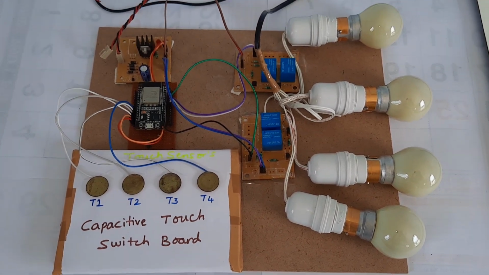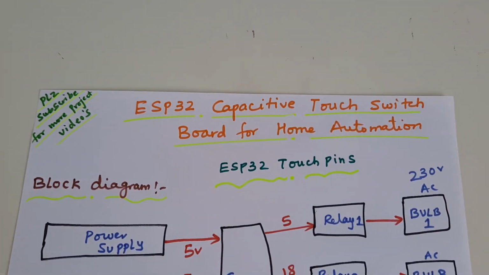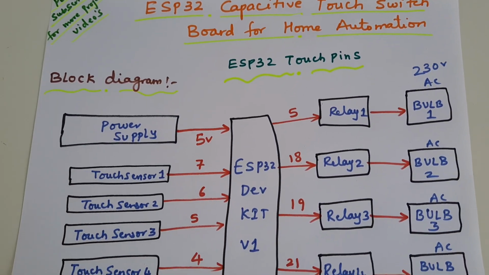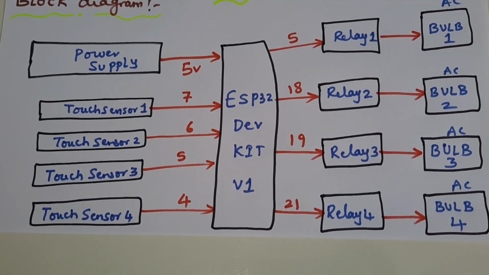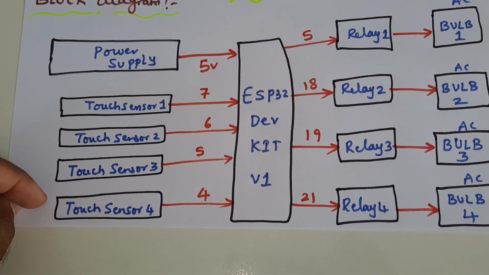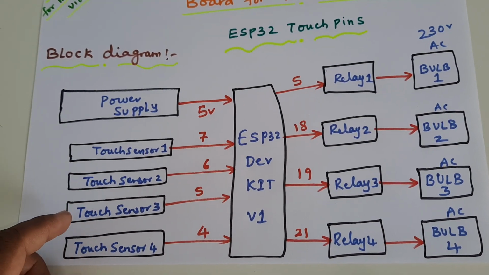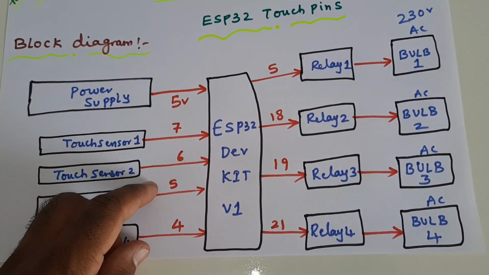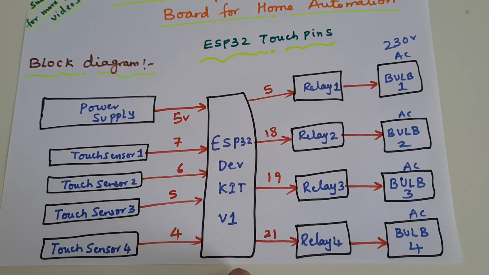The project title is ESP32 Capacitive Touch Switch Board for Home Automation. Here we are using the ESP32 Development Kit version 1, and we are using 4 touch sensor pins, connected with touch 7, touch 6, touch 5 and touch 4. In ESP32 we have 9 touch pins available.